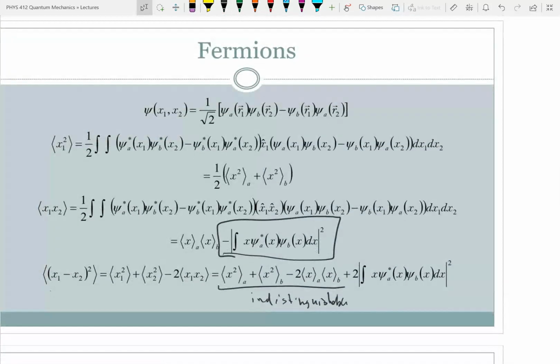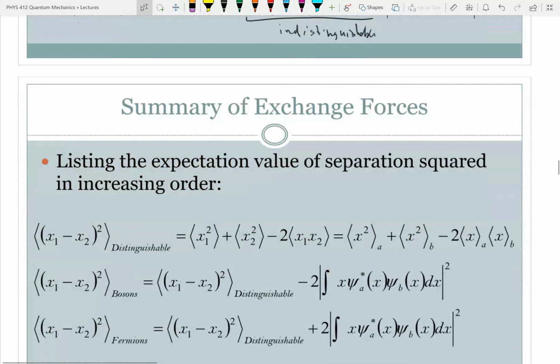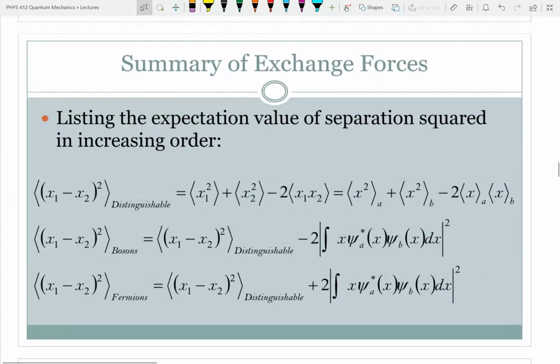Now, how's this going to play out? This says that if it's two fermions, they're farther apart. If it's two bosons, they're closer together. And if they're indistinguishable, it's somewhere in between. What meaning is that? How is that useful? We call this the exchange force. There's some kind of force associated with the quantum mechanics that says that you can't have two fermions sharing the same space with the same quantum state.